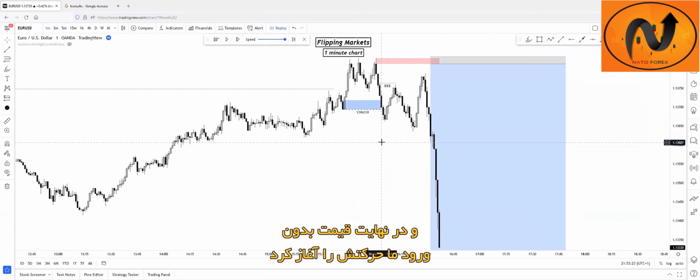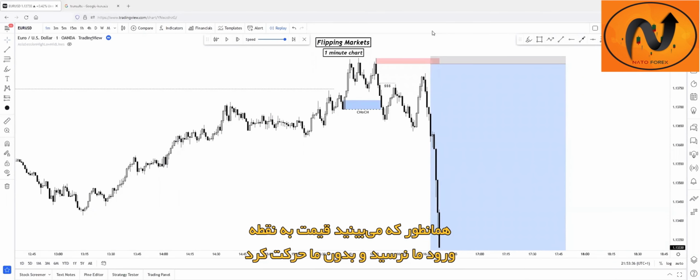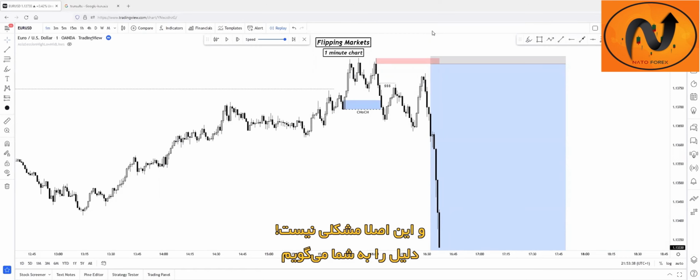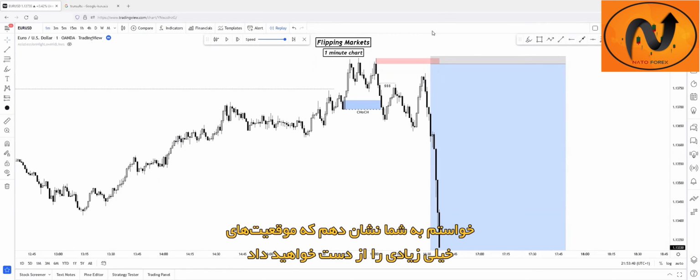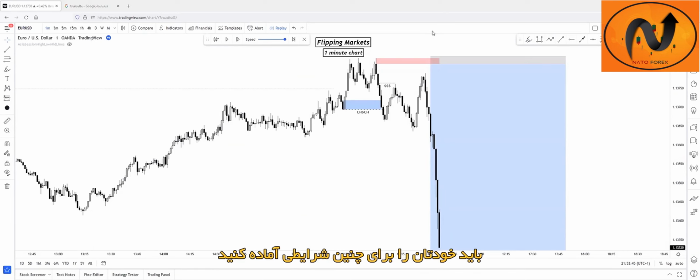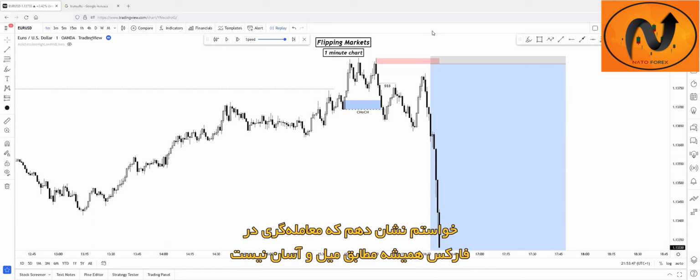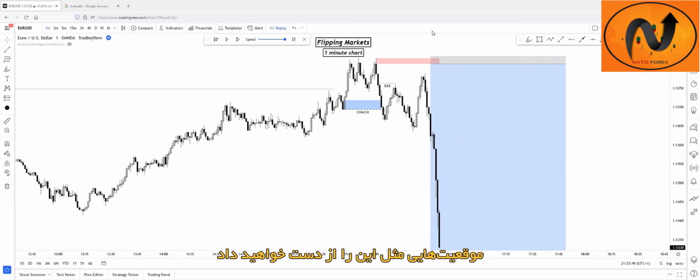And price has left without us. As you can see, price didn't actually tap our entry point and left without us, but that's perfectly fine. Let me tell you why. I wanted to show you that you'll miss loads of trades and opportunities. You have to get used to this. I also wanted to show you that Forex trading isn't always fun and easy. You'll miss huge opportunities like this, and you'll get stopped out a lot of times, but it's all good.